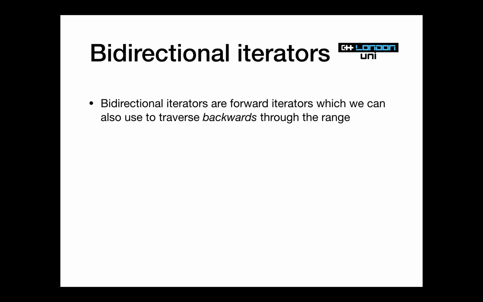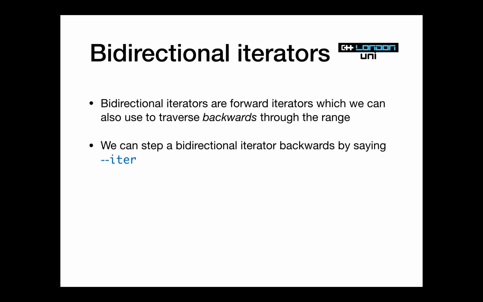On the forward ones, you can't do minus. Correct. They only have an increment operation. They can only move forward. So just as to advance an iterator, to increment an iterator, you say ++iter, you can step a bidirectional iterator backwards by saying --iter. It's probably unsurprising, right?